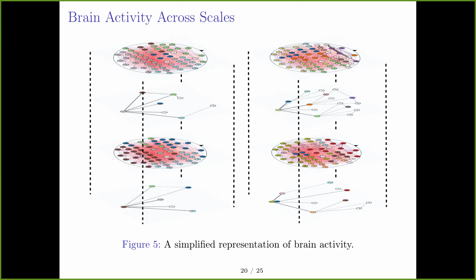But the resolution is very coarse. We don't know. This is not at the neuron level. Basically you have to think that one electrode represents a group of neurons, a large group of neurons.